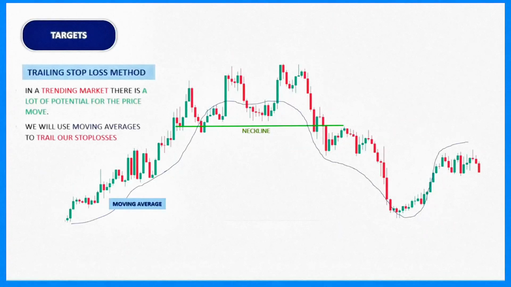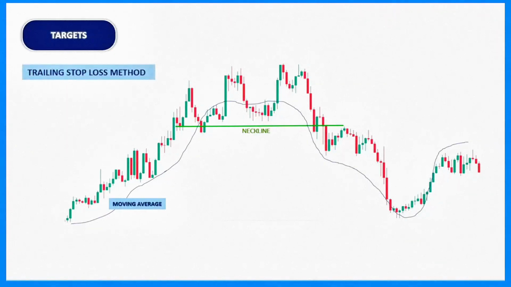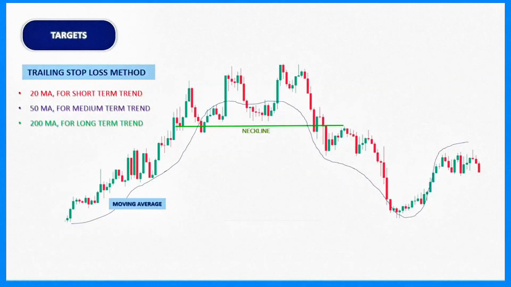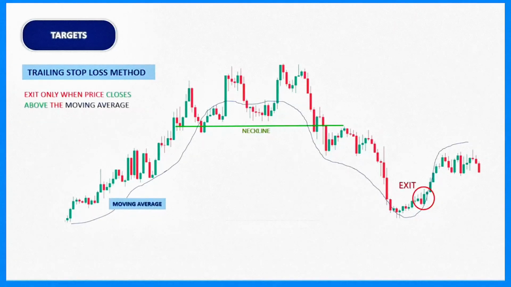2. Trailing stop loss method. If you want to ride big moves, use moving averages to trail your stop loss. For short-term trends, use the 20-period moving average. For medium-term trends, the 50-period moving average. And for long-term trends, the 200-period moving average. Exit when the price crosses above your chosen moving average.